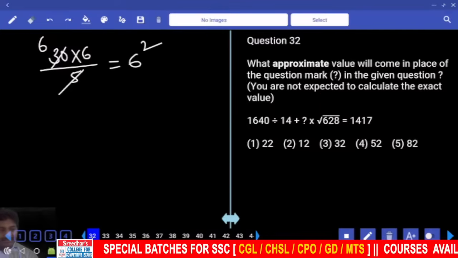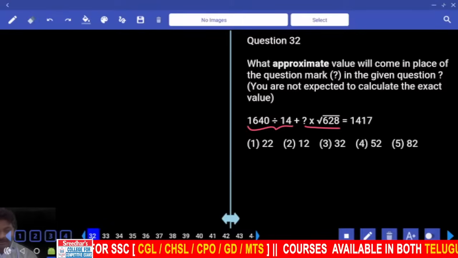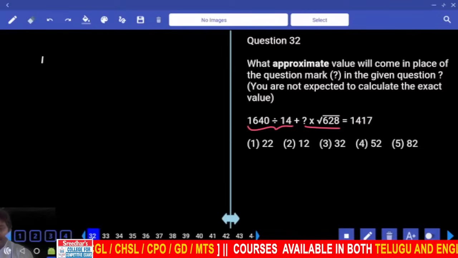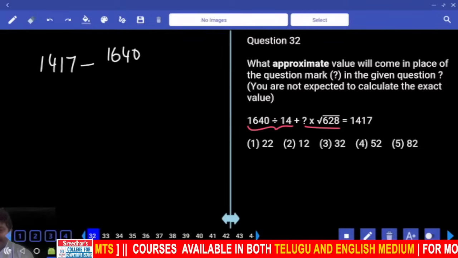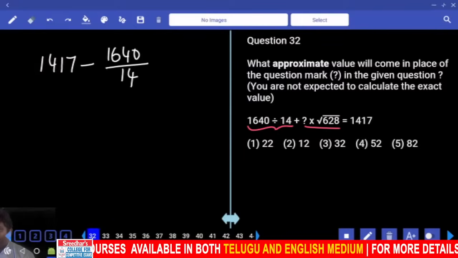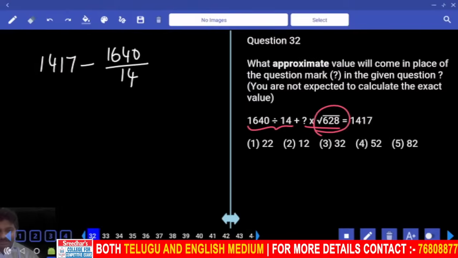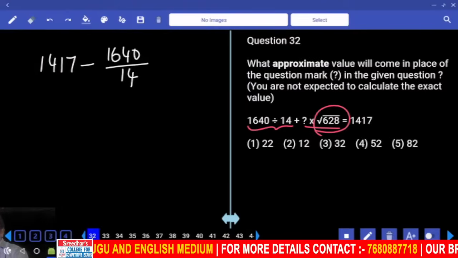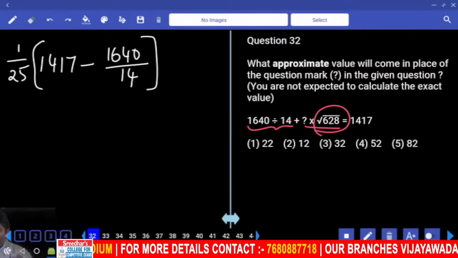Next. X is in left hand side. So take this fellow to right hand side. 1417 minus 1640 divided by 14. And under root of 628, how much is that? 25 goes to right hand side and it becomes 1 by 25th of this much. Agreed?